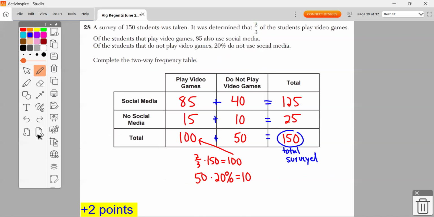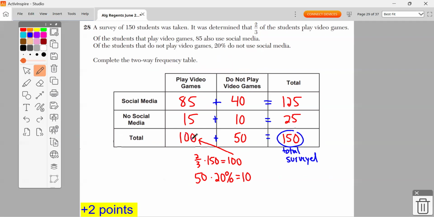In question number 28, another 2-credit short response question. A survey of 150 students was taken. So the total is 150. It was determined that 2/3 of the students play video games. So 2/3 times 150 is 100.